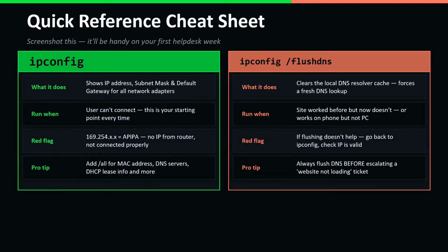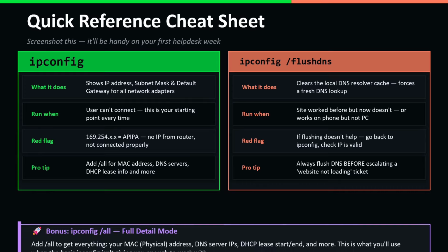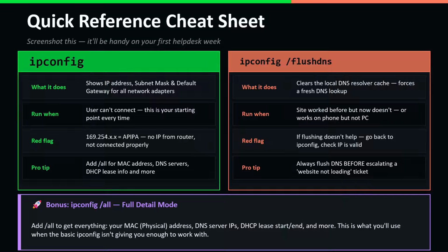On the right side, we'll look at IPCONFIG/flushdns. This is your go-to command for site-specific issues. For example, if one website is broken but works elsewhere, you'll probably want to run this before you escalate anything. Together, these 2 commands will handle a huge percentage of the network-related tickets you'll see at a Tier 1 Helpdesk position. You want to learn them, you want to love them, and if you want to, feel free to use IPCONFIG/all to go into full detail mode and get back even more information.